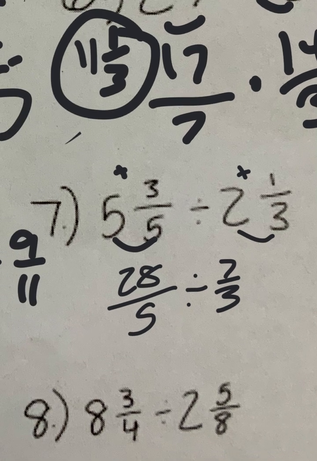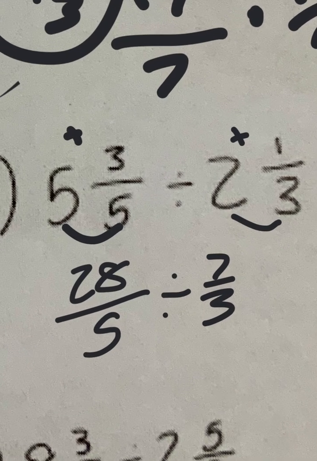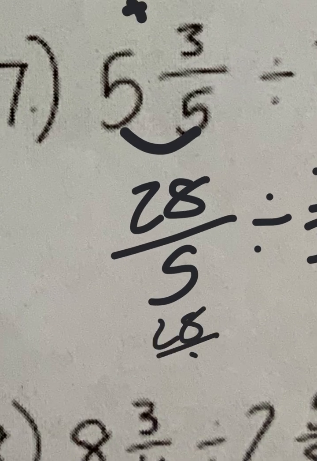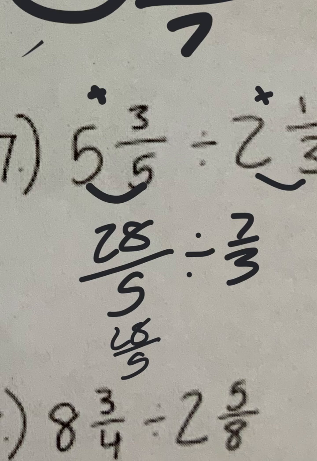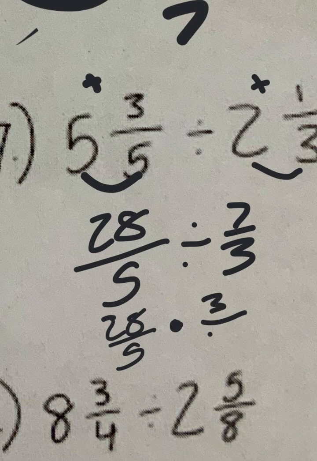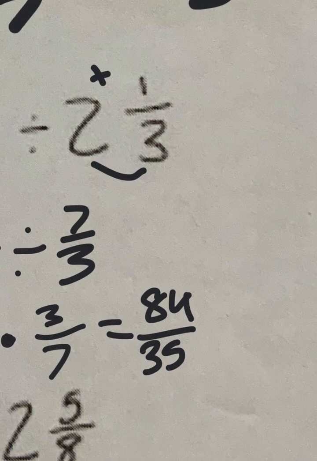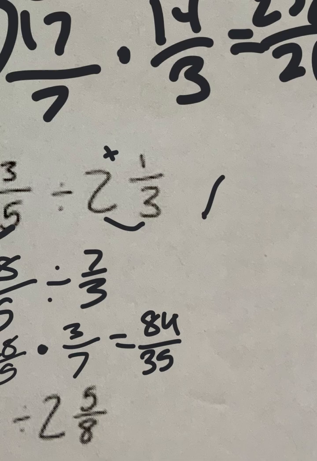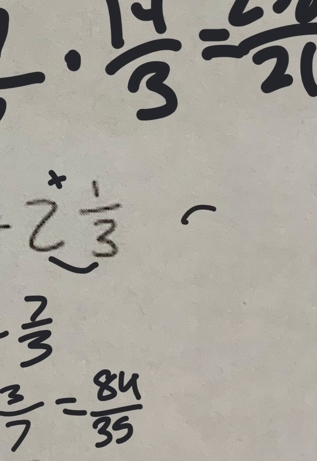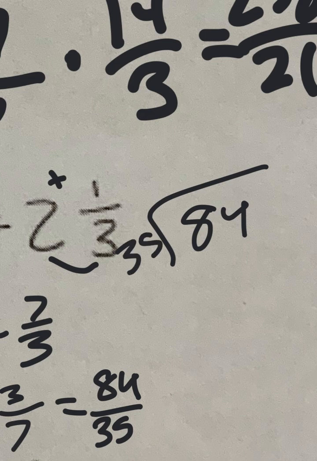So we're going to keep 28 fifths. We're going to change our division problem into a multiplication problem, and then we're going to flip our fraction to 3/7. So 28 times 3 is 84, and then 5 times 7 is 35, because remember, now it's multiplication. We can do top times top, bottom times bottom. So now this is an improper fraction, which we then divide. So 84 divided by 35.